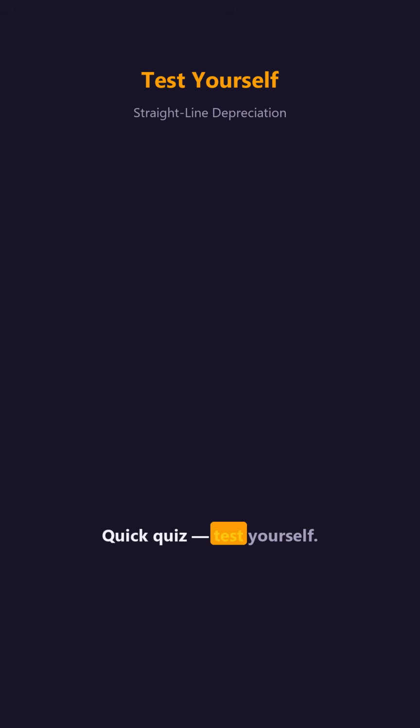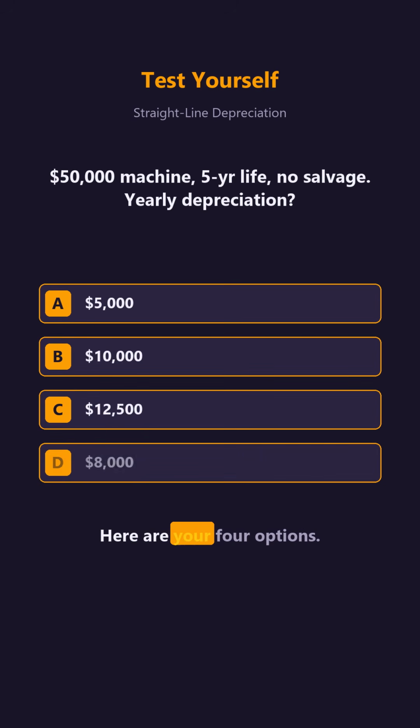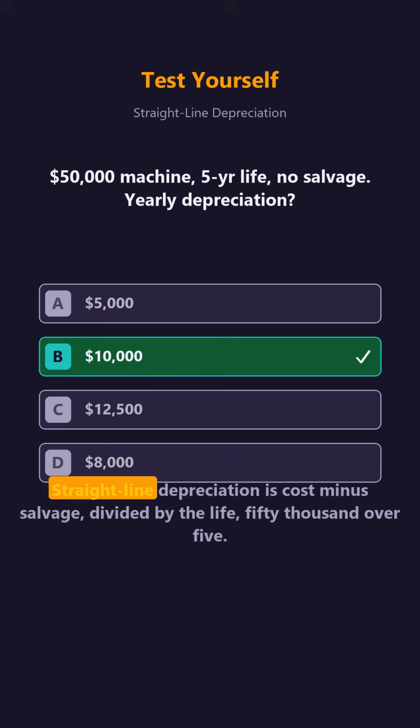Quick quiz, test yourself. A machine costs $50,000 with a 5-year life and no salvage value, so what is the yearly straight-line depreciation? Here are your 4 options. Pause the video and solve it now. The correct answer is B, $10,000. Straight-line depreciation is cost minus salvage, divided by the life, $50,000 over 5.